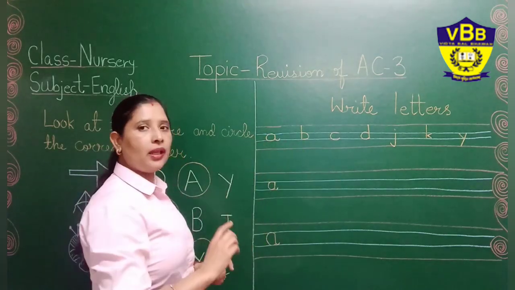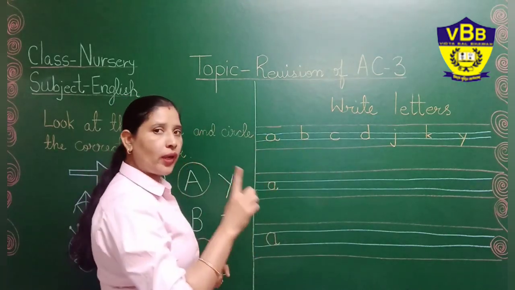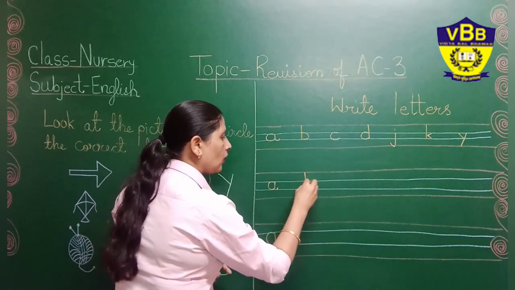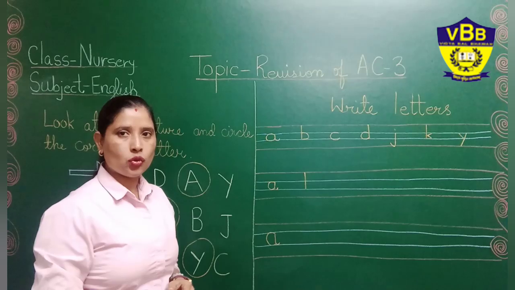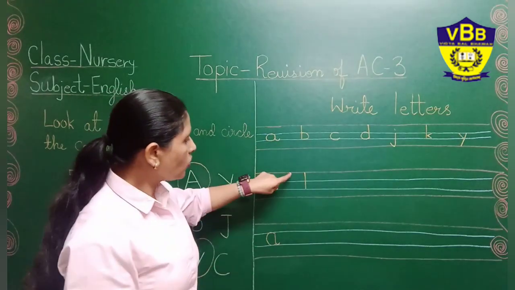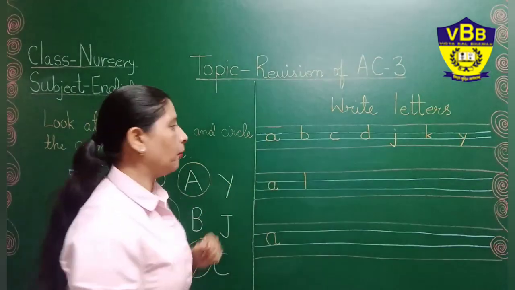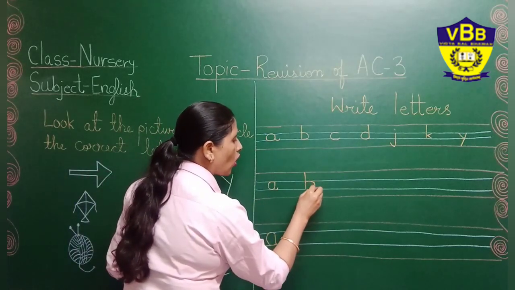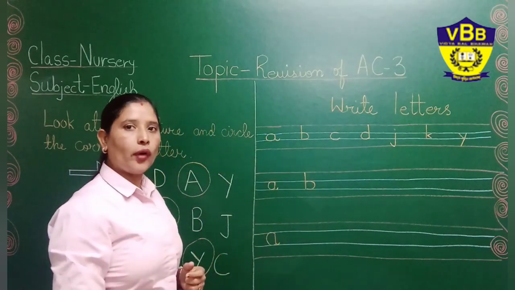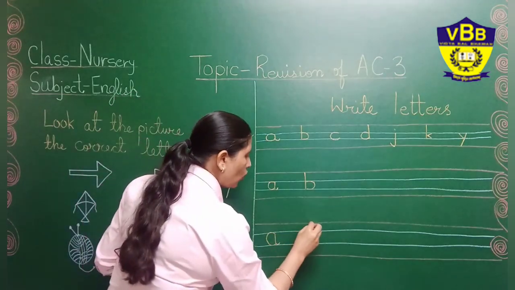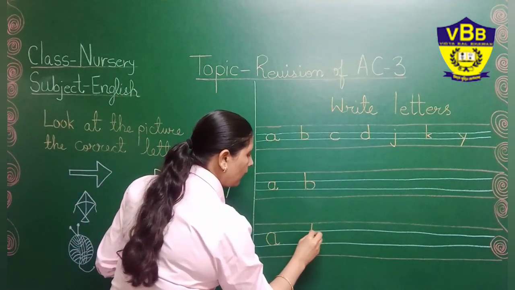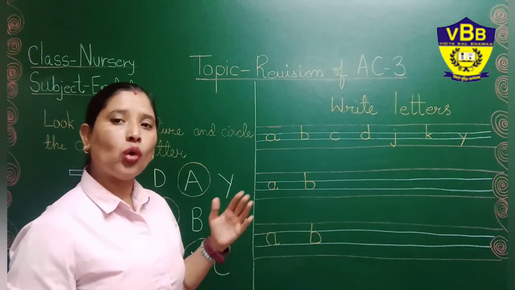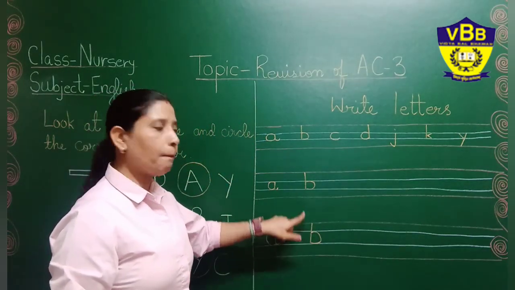To write small b, we will start from the first red line till second blue line. We will make one standing line. So we will use first three lines to write the small b. Standing line, then you have to make one small curve. Alright? Once more. One standing line, one small curve. This is how you all have to write small b.